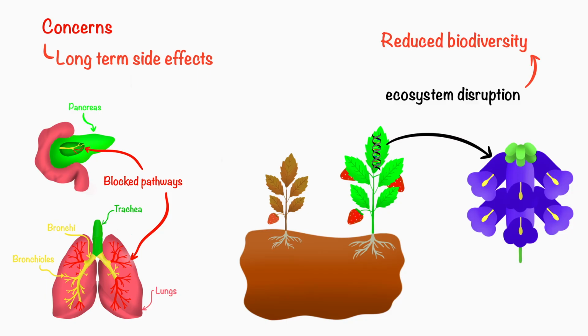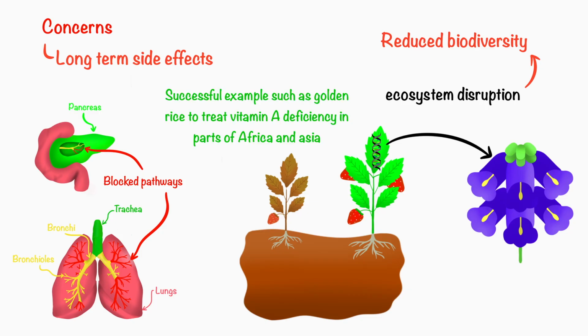Reduced biodiversity represents another ecological concern. GM crops might harm beneficial insects or reduce wildflower populations on farmland. These changes could cascade through food webs, affecting birds and other wildlife dependent on agricultural ecosystems. Consumer concerns about GM foods persist despite extensive safety testing showing no increased health risks. Many people prefer avoiding genetically modified products, driving demand for labeling and non GM alternatives.